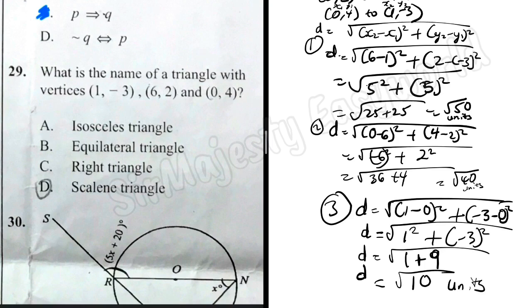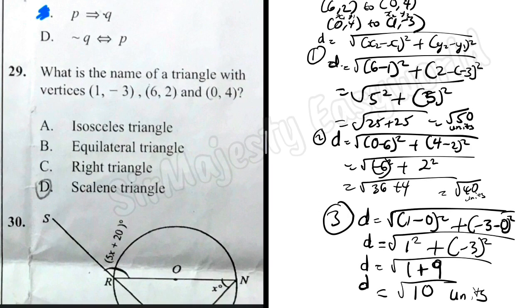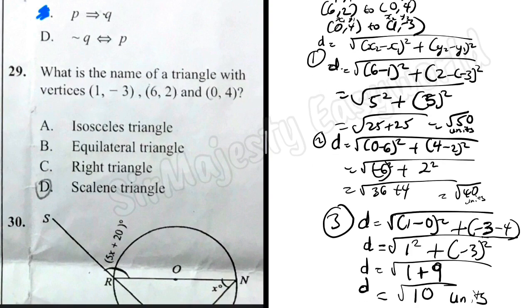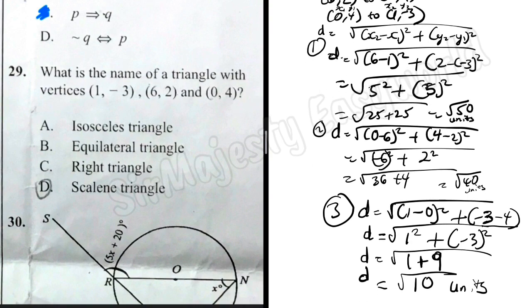So the correct answer to this question is, okay, our y2 is minus 3, our y1 is 4, sorry. So this is minus 3 minus 4. So this will be 1 plus (minus 3 minus 4, which is minus 7) squared. Minus 7 squared is 49. So this will give us root 50 units.